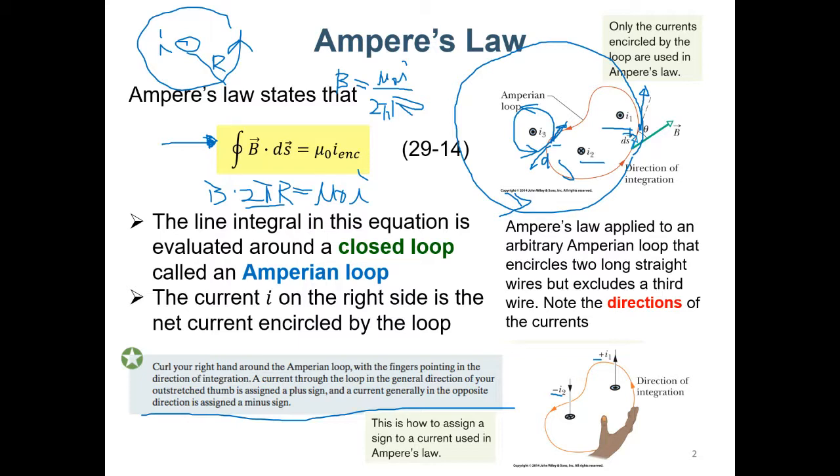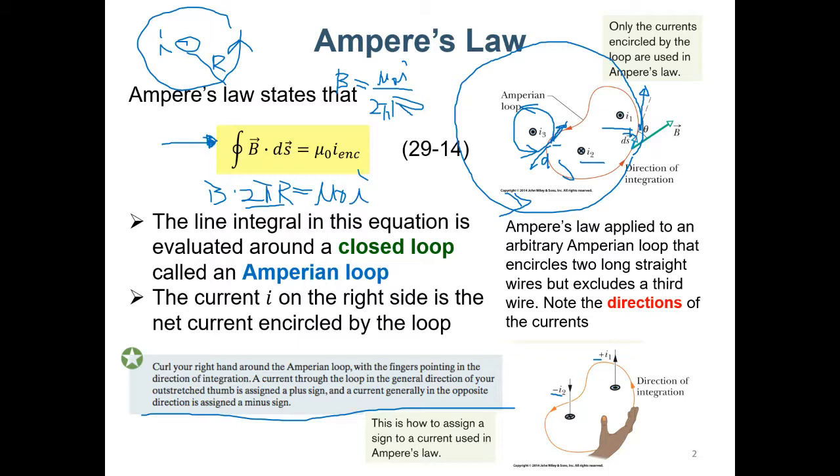Okay. So actually, the physical meaning of this line integral is something like, according to the defined Ampere loop, how is the field rotating in that direction?